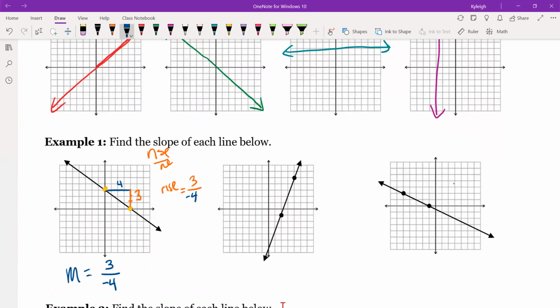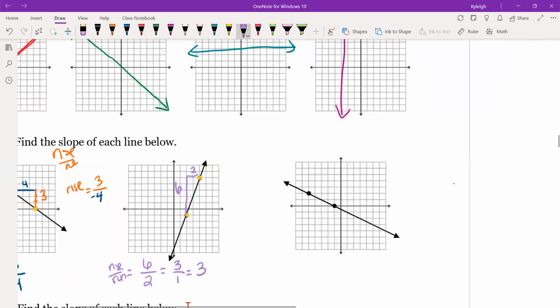Let's do that one more time together. We're going from one point to the other. We count the boxes. We go rise first, 1, 2, 3, 4, 5, 6, and we run 1, 2. So rise over run is 6 over 2. Then we want to simplify that. 6 over 2 simplifies to 3 over 1, or just 3.